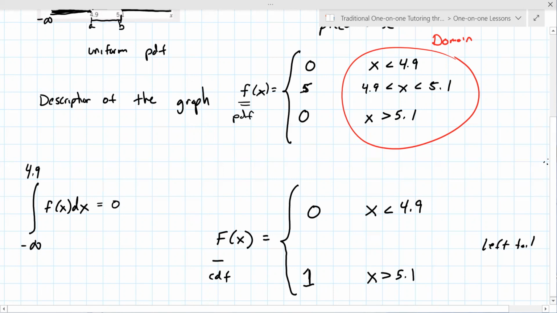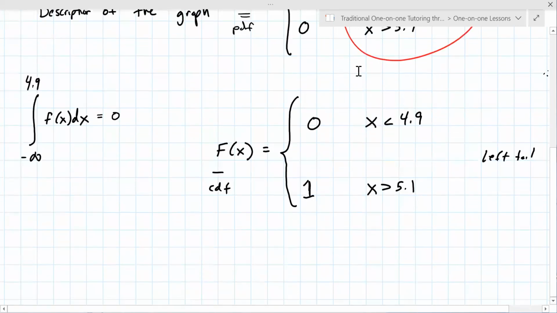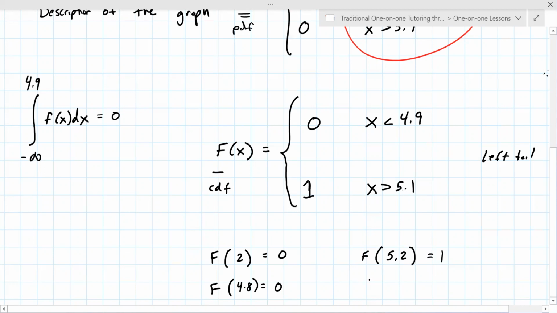Let's assume this is all we know for the moment. If I asked you what is F of 2, you would go to here and say 2 is less than 4.9, so it's 0. How about F of 4.8? It's less than 4.9, so that must also be 0. What if I asked for F of 5.2? Is 5.2 greater than 5.1? Yes, so it's 1. What is F of 10? It's 1.